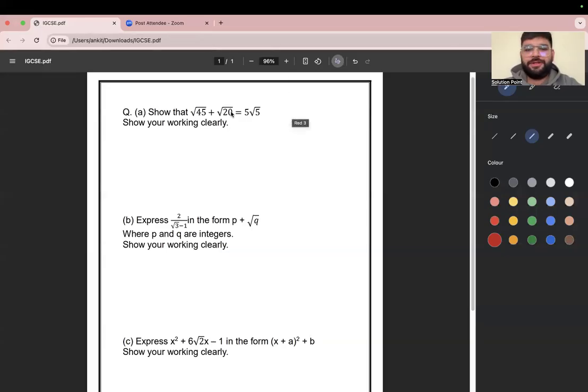Welcome to Solution Point. In this video, we will discuss this question, which is based on surds, rationalization and completing the square. This is one of the previous year questions from an IGCSE paper. So let's start. In the first part of the question, we need to show that square root of 45 plus square root of 20 equals 5 square root 5.